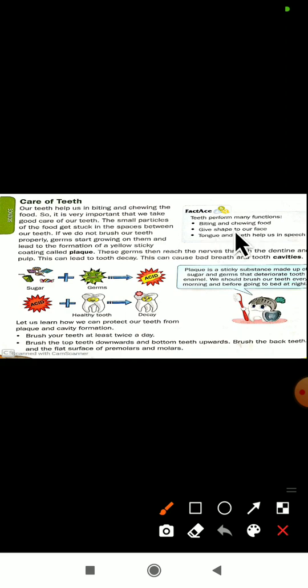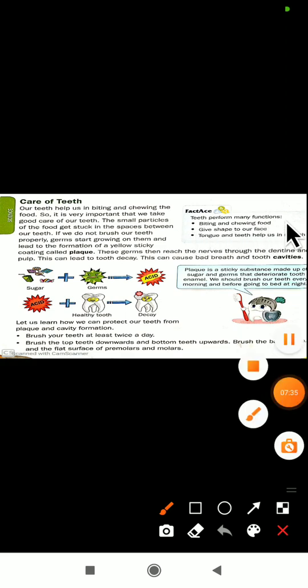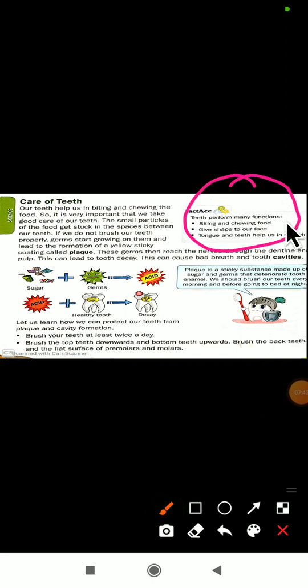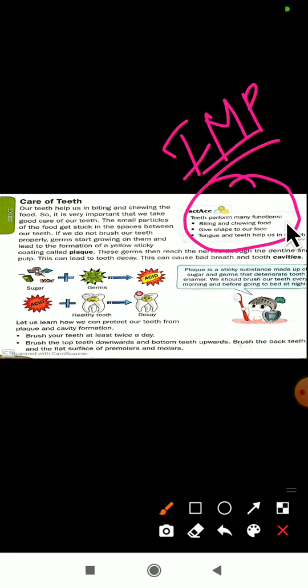Okay, this is about how teeth perform many functions. What are the functions of teeth? Remember this point, this is a very important point. This is the functions of teeth and it is very important. You have to read these 3 points.